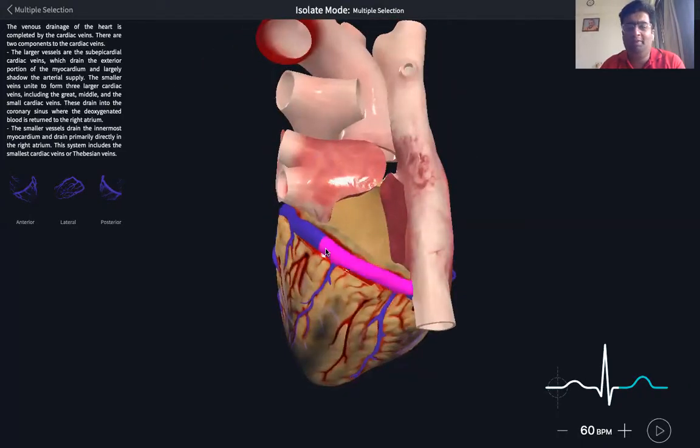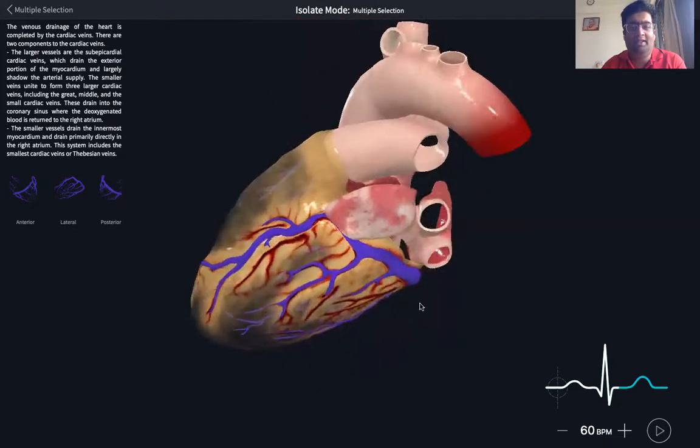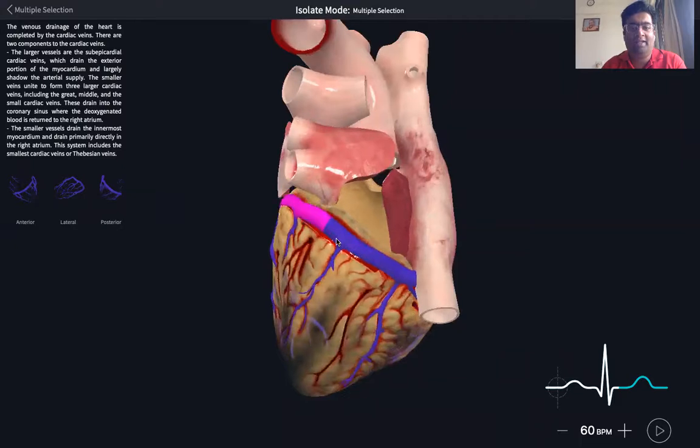So there'll be many small coronary veins that will join in to form a larger coronary vein, also known as the coronary sinus. And that coronary sinus opens into the right atrium. The opening of the coronary sinus into the right atrium is guarded by a valve called the Thebesian valve. So that is about the coronary arteries and the coronary veins.